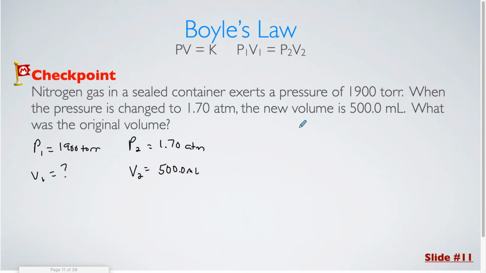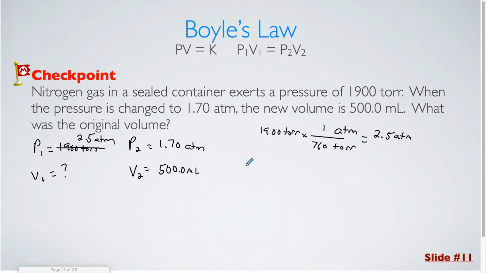Now it doesn't really matter which one I convert because the unit is going to cancel out in the end anyway. When I solved this problem, I went from the 1900 torr and I converted that into atmospheres. So torr on the bottom, atmospheres on top. 1 atmosphere is 760 torr. So that comes out to 2.5 atmospheres. So when I plug this into my equation later, I'm not going to use the 1900 torr. I'm going to use 2.5 atmospheres instead.